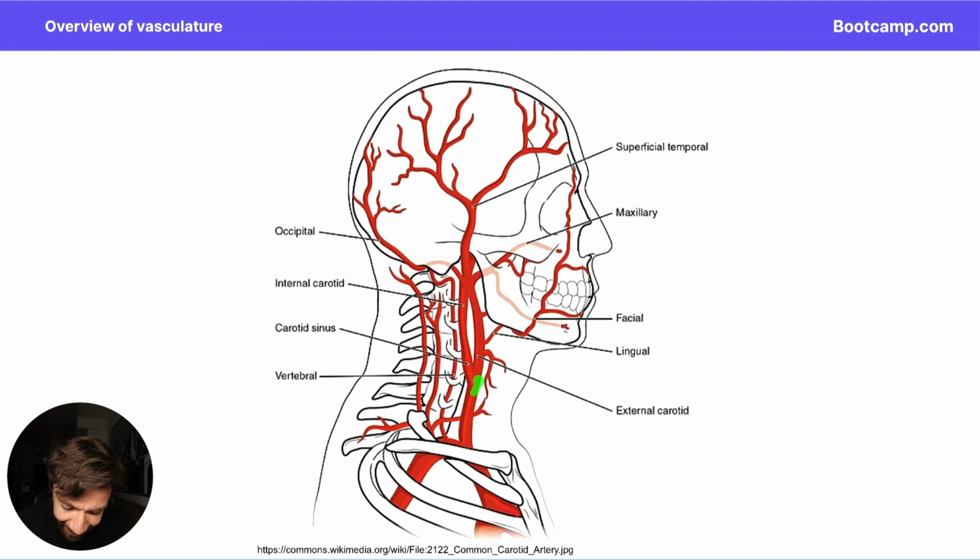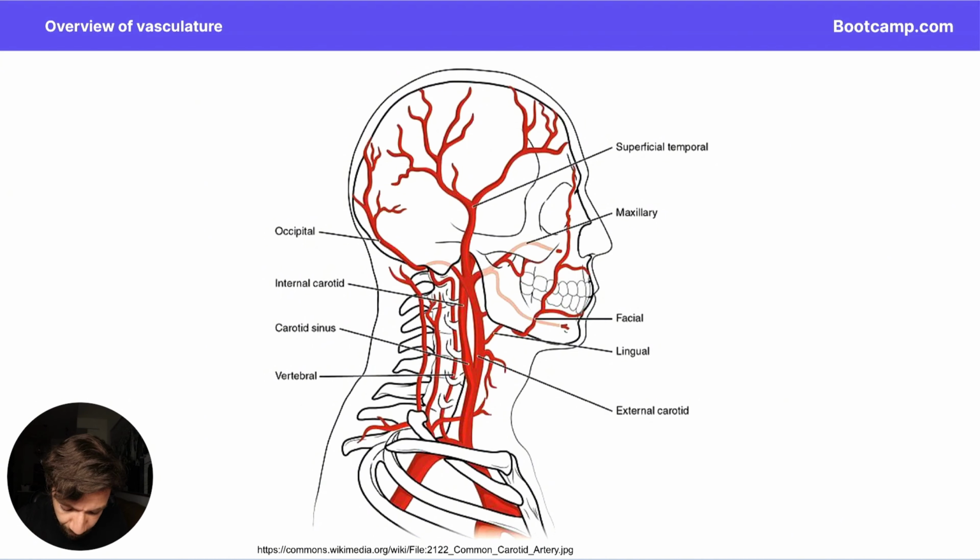So first up, we have our common carotid. It divides into the external and the internal. The internal one is going to be the one which enters that inferior aspect of the base of skull and enters into our cranial cavity. The internal carotid is going to be responsible for supplying about 80% of the blood to the brain.